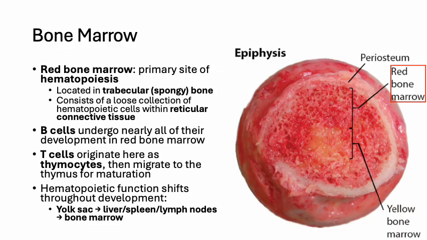It is also important to note that the role of hematopoietic organs changes over the course of development. In the embryo, blood cells are first formed in the yolk sac, then in organs like the liver, spleen, and lymph nodes. Eventually, as development proceeds, the red bone marrow becomes the primary site for hematopoiesis in children and adults.